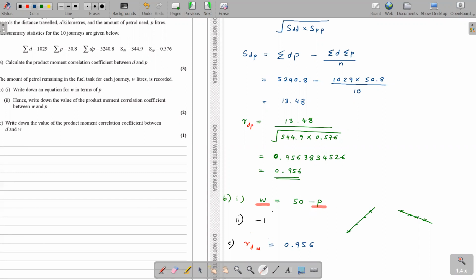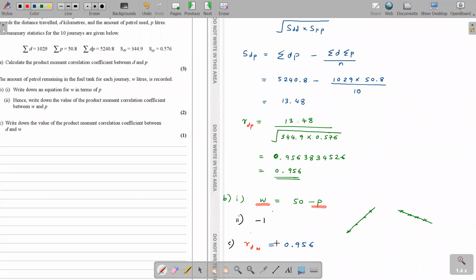Oh, there's one more thing, however. There's one extra thing. Sorry. The value doesn't change, but there's one extra thing. What is it? P was the amount of petrol that's used, and W is the amount of petrol that's remaining, right? Then there's one more thing here, children. Can you all guess what it is?